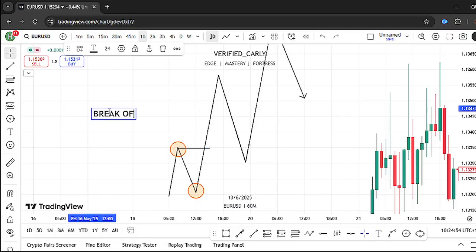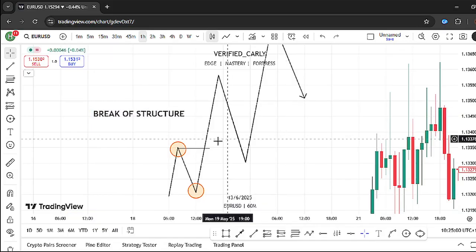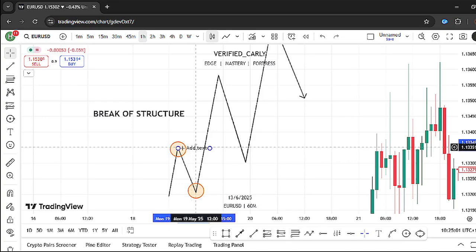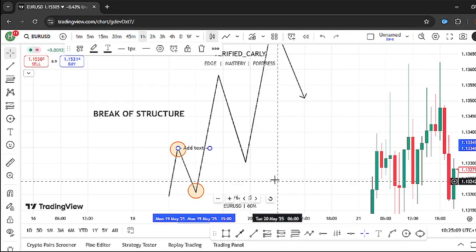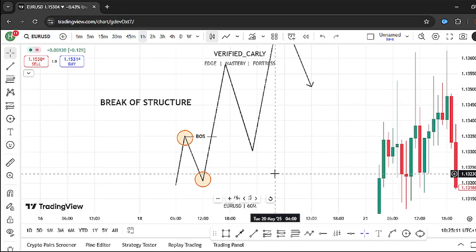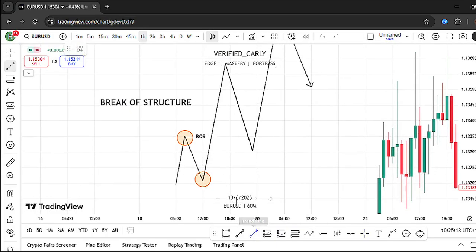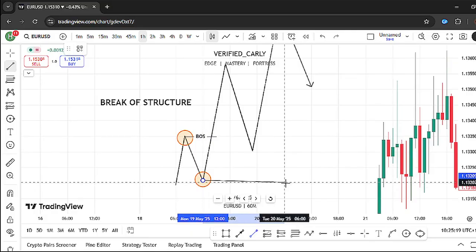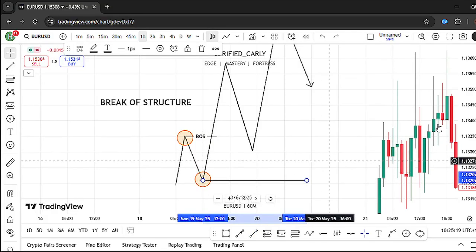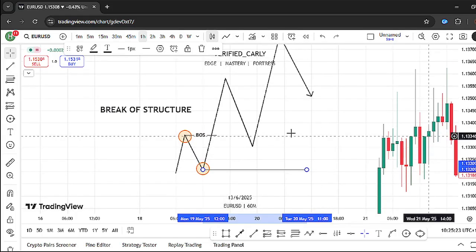Break of structure, right? The abbreviation we use for break of structure is BOS. If you notice, price broke structure to the upside, not the downside. If you look at this low clearly, price did not break it. That means price is continuously making higher highs and higher lows.